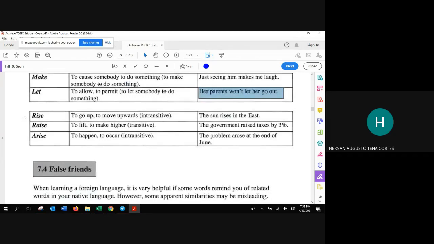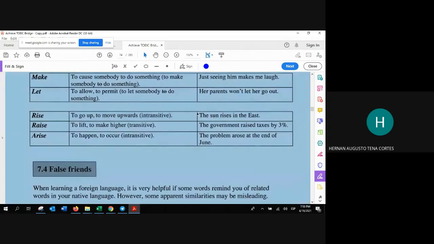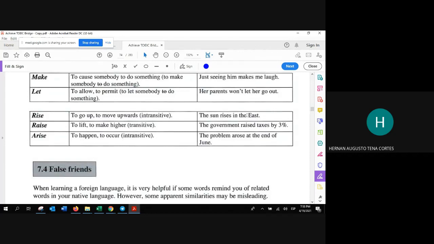All right. Let's go with rise, raise, and arise. Rise is to go up, to move upwards. The sun rises in the east. Raise is to lift or make higher. This is de alzar. The government raised taxes by 3%.